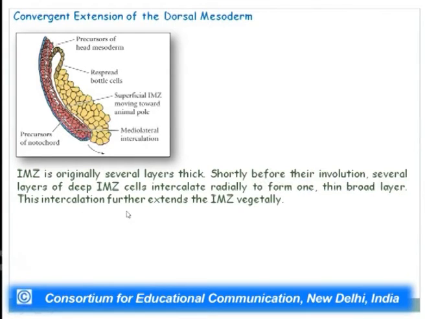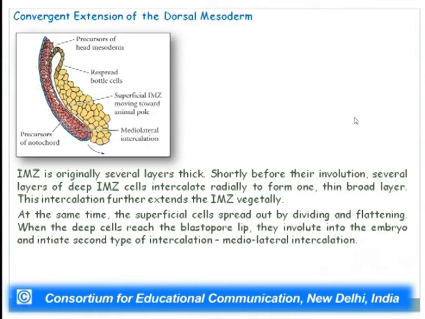This intercalation further extends the IMZ vegetally, so vegetally it is going to expand. At the same time, the superficial cells spread out. We are talking about the deep cells of the involuting marginal zone, and at the same time the superficial cells spread out by dividing and flattening. When the deep cells reach the blastopore lip, they involute into the embryo and initiate a second type of intercalation.